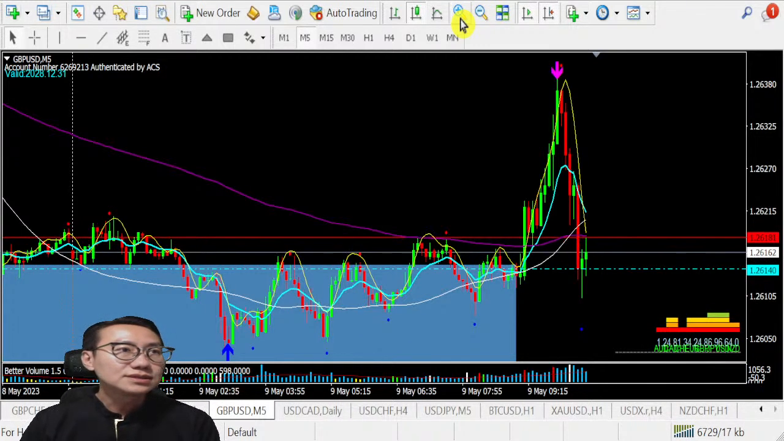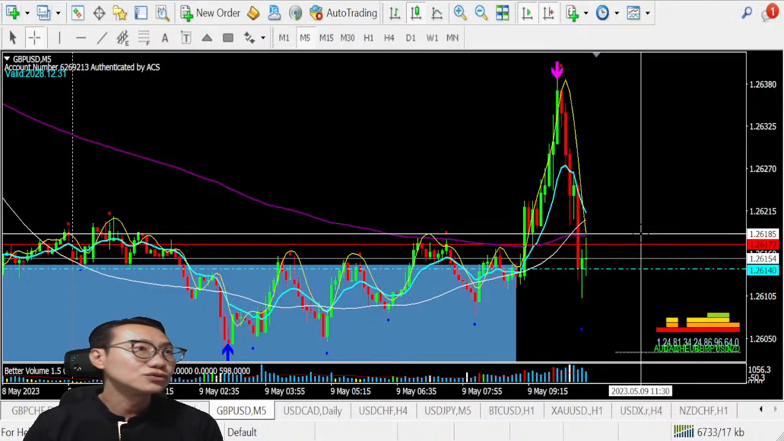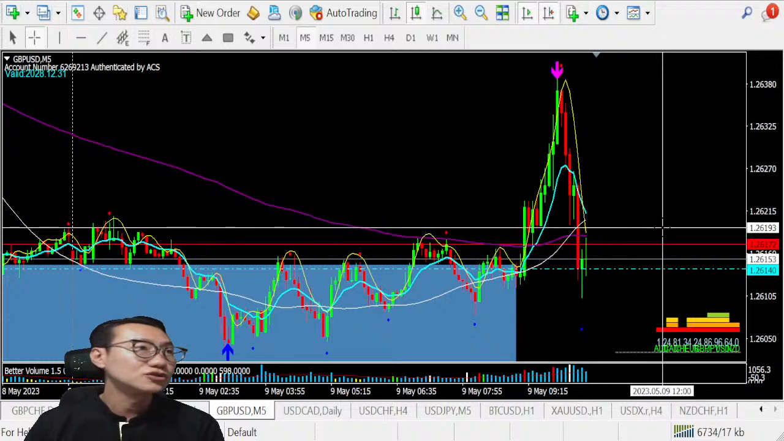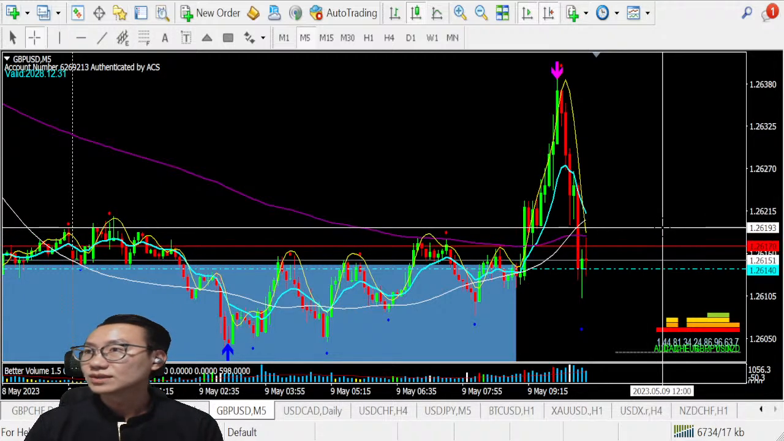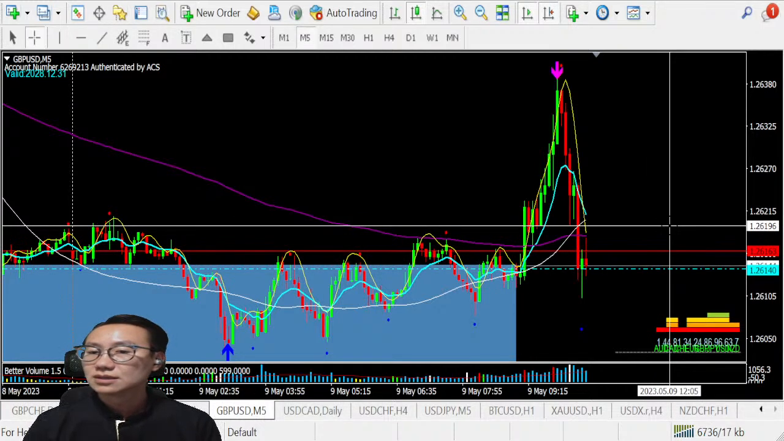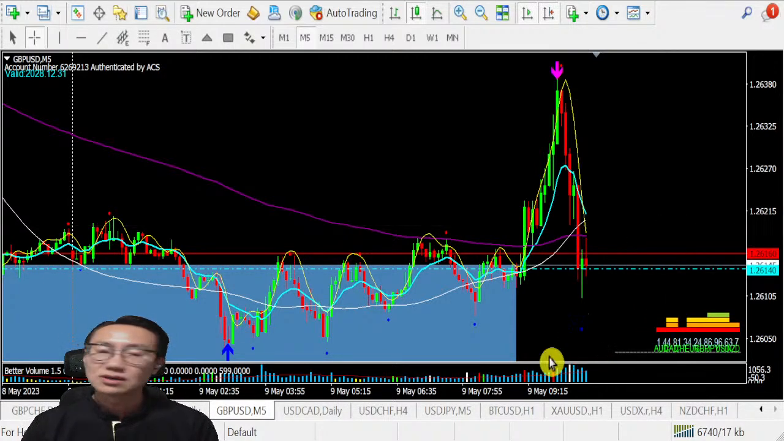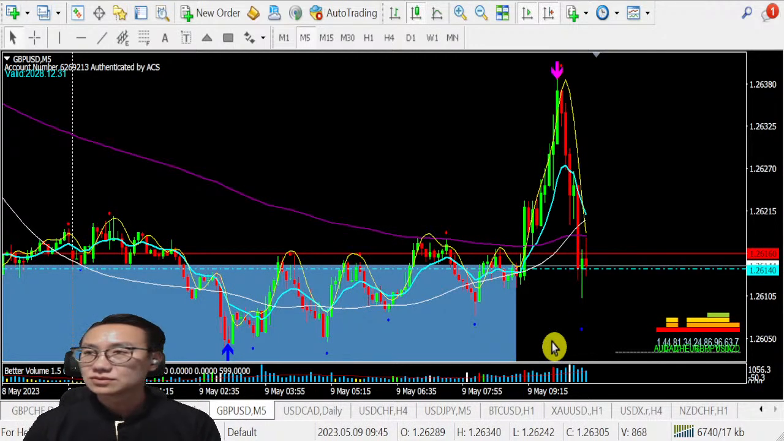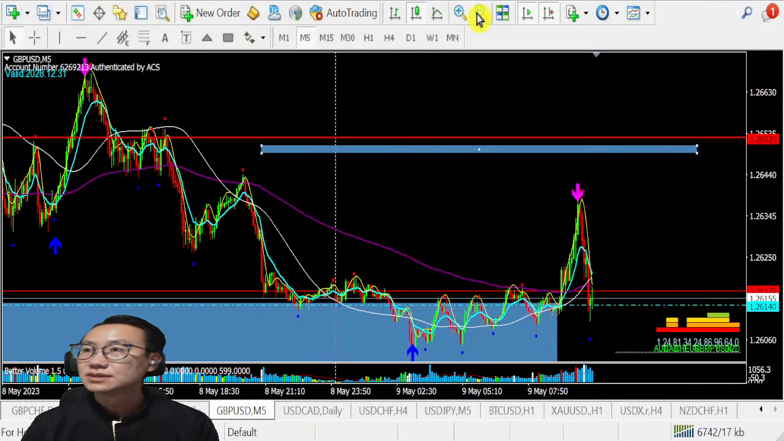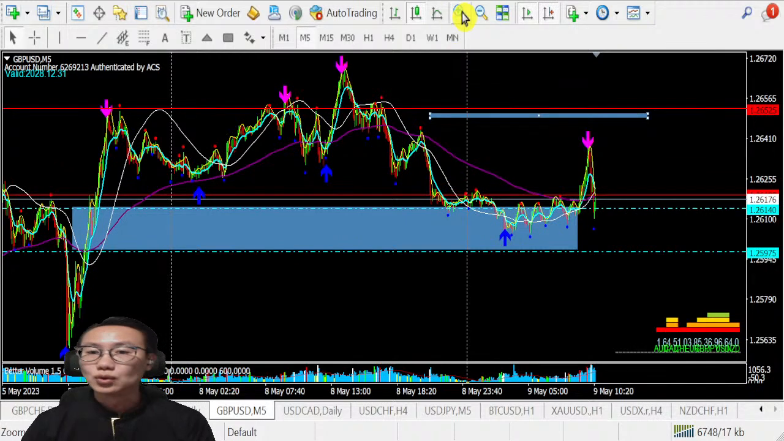If there's another resistance area around 1261 here, I think there will be a good chance. Selling down, I still have about 16 to 20 pips down there. But the thing is that I have to see if the resistance is able to hold.